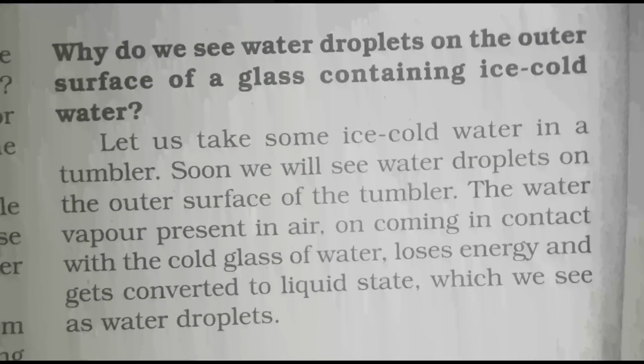The next question, why do we see water droplets on the outer surface of a glass containing ice cold water? You know, on an ice cold water tumbler, small water drops are seen on the outside. Here the water vapor present in air, on coming in contact with the cold glass of water, loses energy and gets converted into the liquid state, which we see as water droplets.